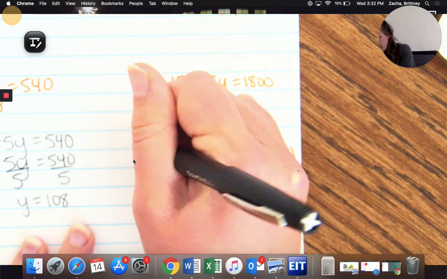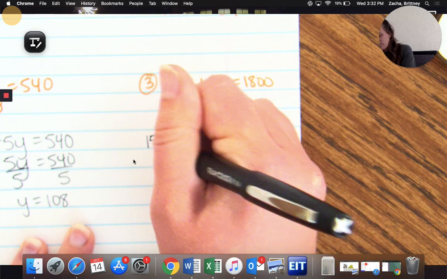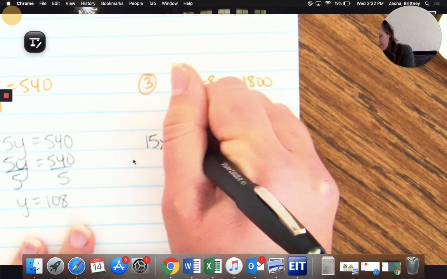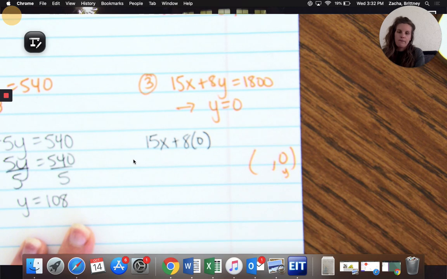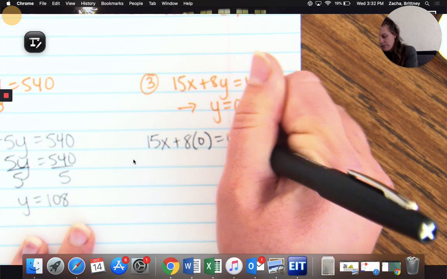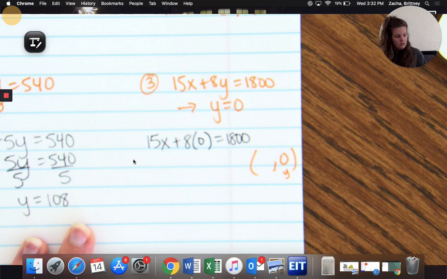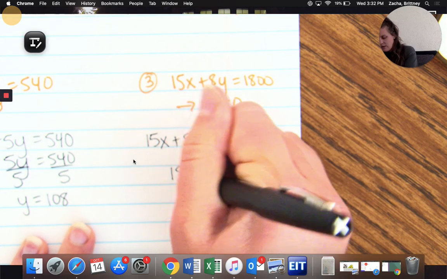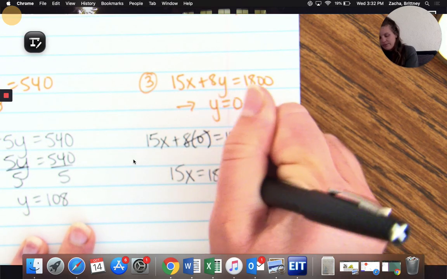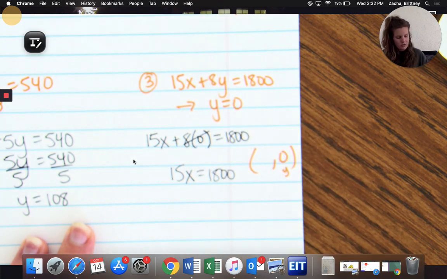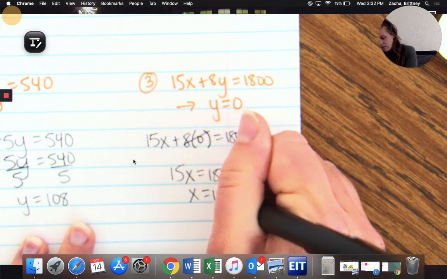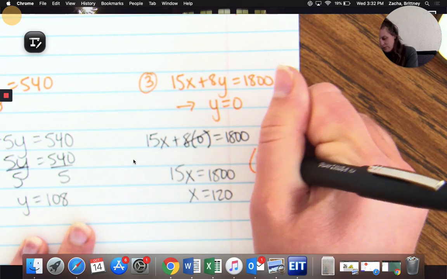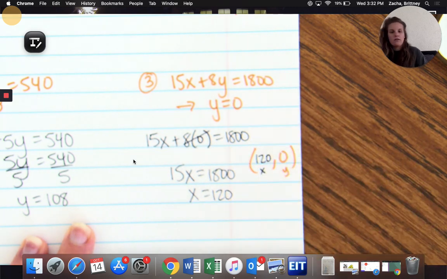So we'll have 15, or no, we're solving for x, I'm sorry. So 15x plus 8 times 0 equals 1800. Okay, and then we're going to go ahead and solve. So 8 times 0 is 0. So that cancels, and we're just left with 15x equals 1800. So then you'll do 1800 divided by 15. x equals 120. So your x-coordinate is 120.